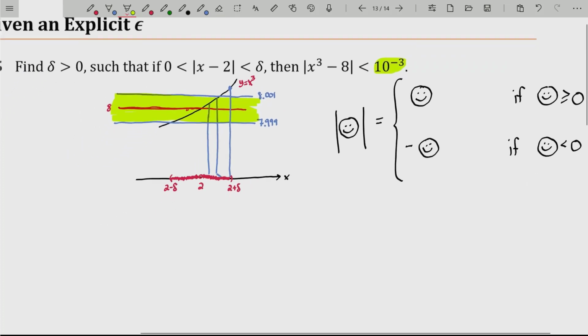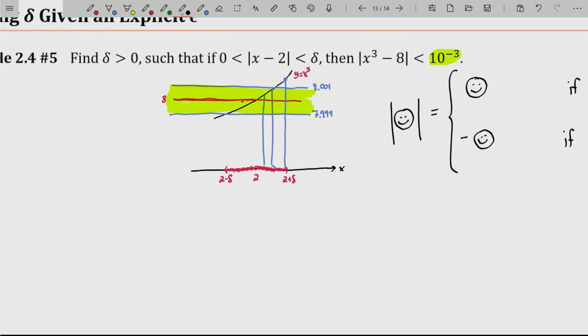So I'm going to go ahead and do this. If x cubed minus 8 was already greater than or possibly equal to 0, if that was the case, then our absolute value of x cubed minus 8, by definition, we didn't need the absolute value. So perfect. And we want that to be less than 10 to the negative third, which is 0.001.